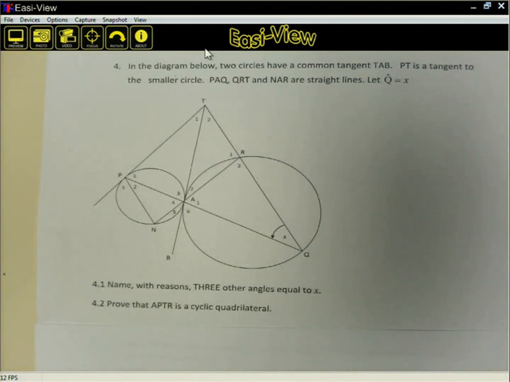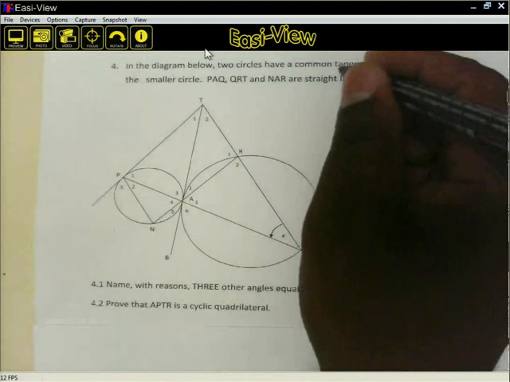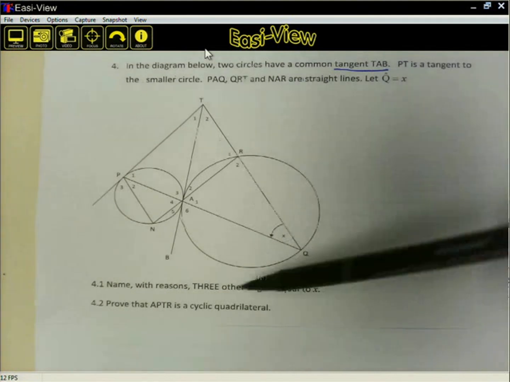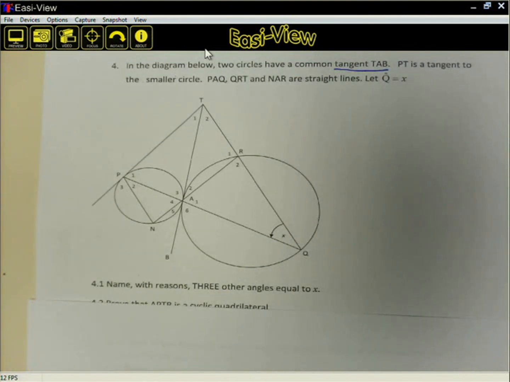Once you see the word tangent, then 3 theorems must come to your mind: tangent perpendicular to radius, tan chord, and tangents drawn from the same point outside the circle are equal in length. Those are the 3 theorems associated with tangents. But if we read it further, there is no indication of the center here. So we forget about the tangent perpendicular to radius theorem because the center is not indicated.